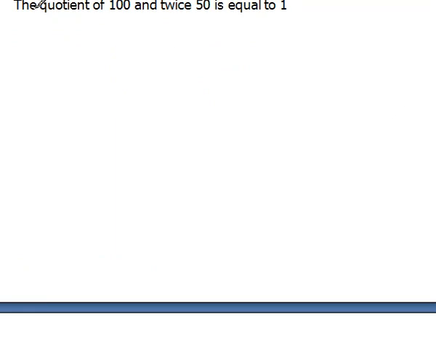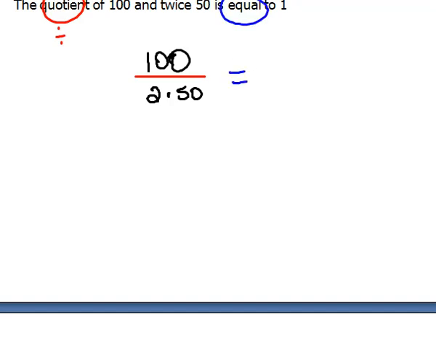Our last example in this lesson says the quotient of 100 and twice 50 is equal to 1. So here we have our key word, quotient, which is a division. And what are we dividing? Well, 100 and twice 50. Twice 50 literally means 2 times 50. Here we have a keyword is equal to. Well, that's pretty bold there, isn't it? Equal to means equals.